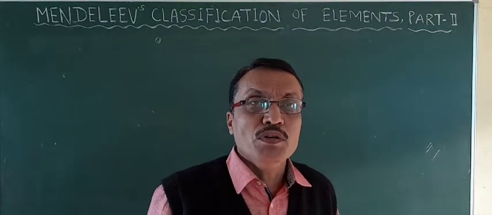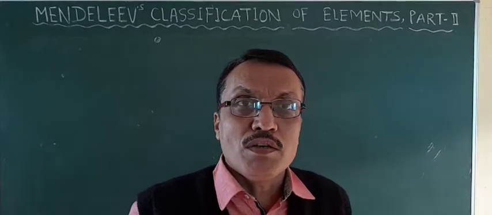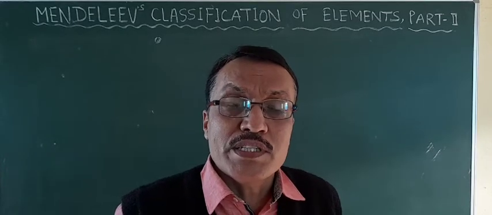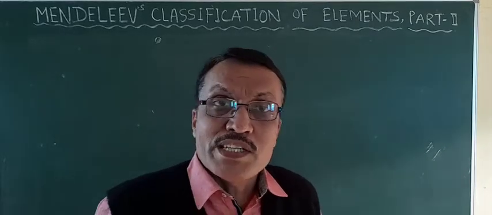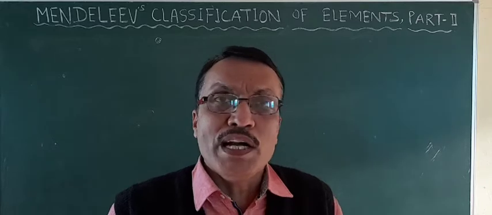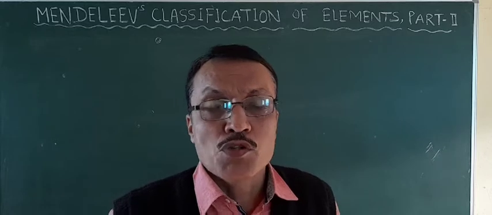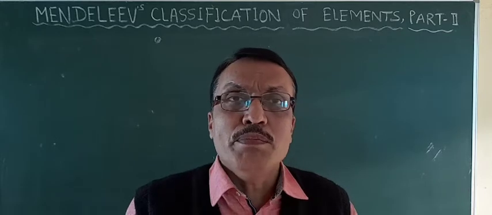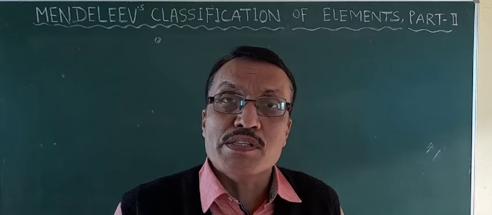In my last video, I told you Mendeleev classified all the 63 elements of his time in 8 vertical columns and 6 horizontal rows. Vertical columns in the periodic table are known as groups and horizontal rows in the periodic table are known as periods. So you can say in Mendeleev's periodic table the number of groups were 8 and number of periods were 6.